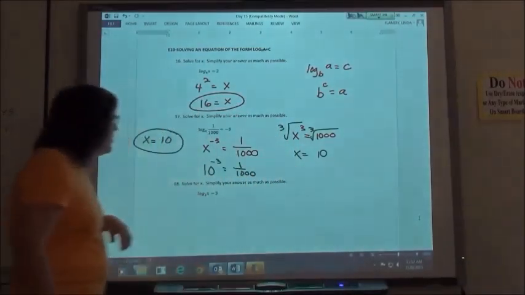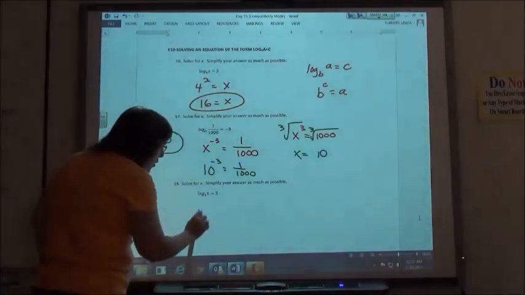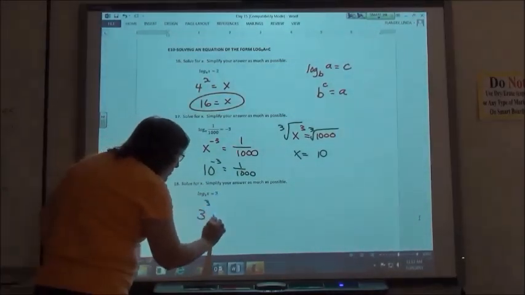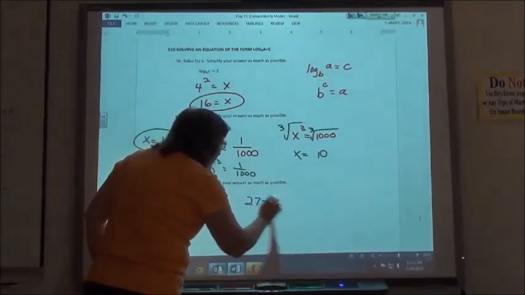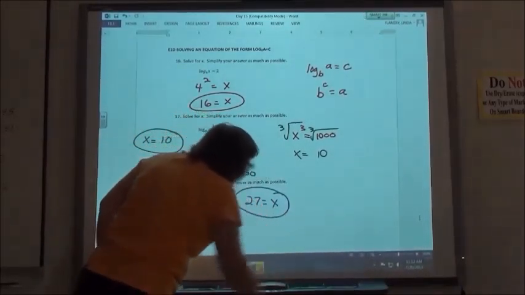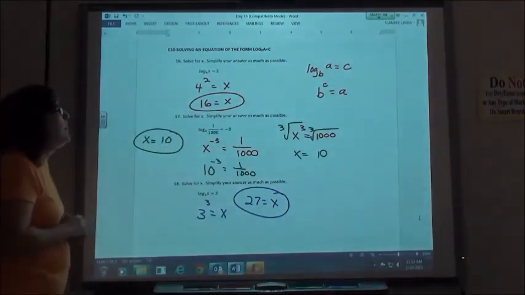Number 18, that one's back to an easier one because I can just put it in exponential form. 3 to the third power equals x. Well, 3 to the third is 27. So that's a lot easier than when the base is missing. Then I've got to do a little bit more work to solve it.